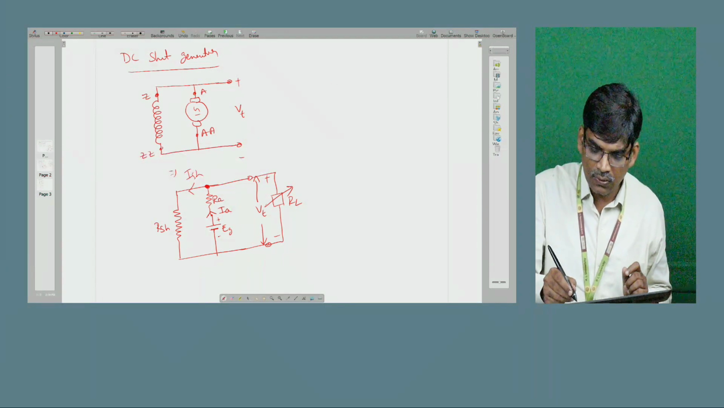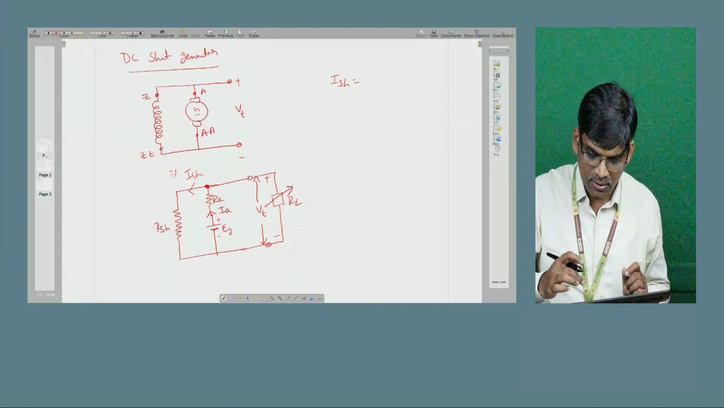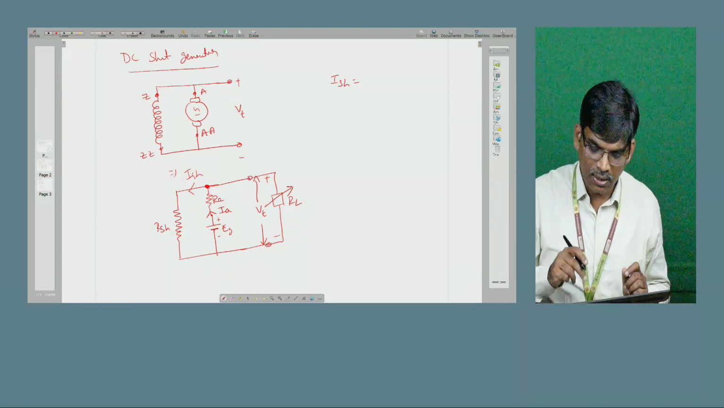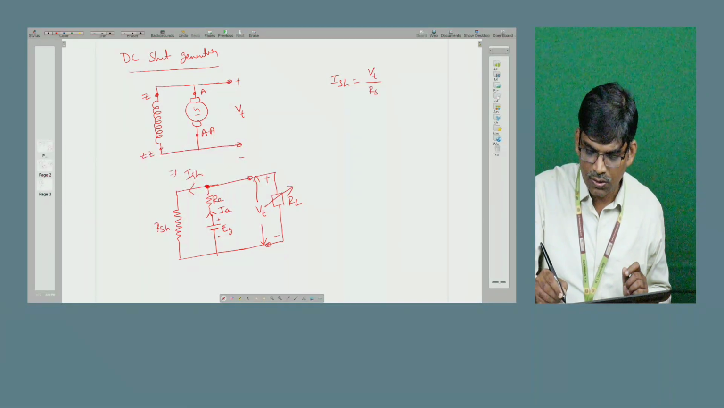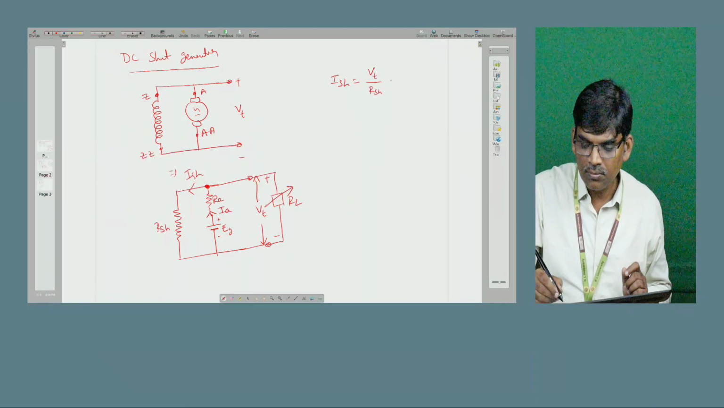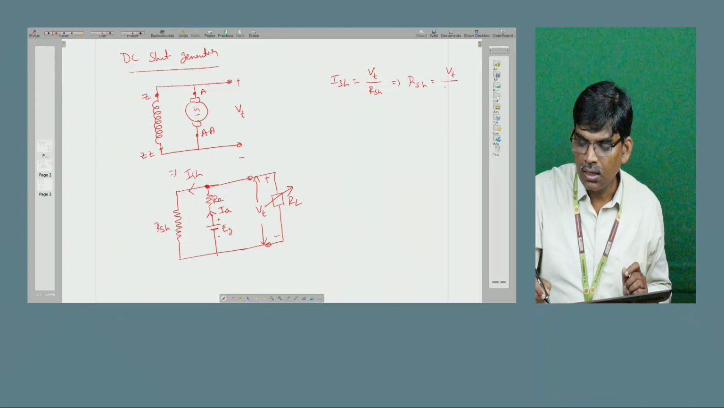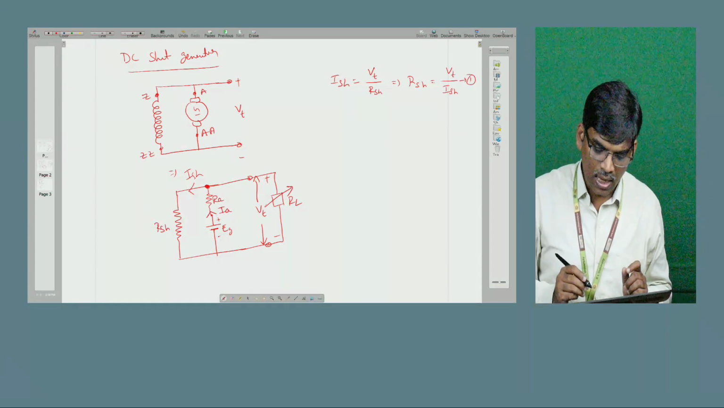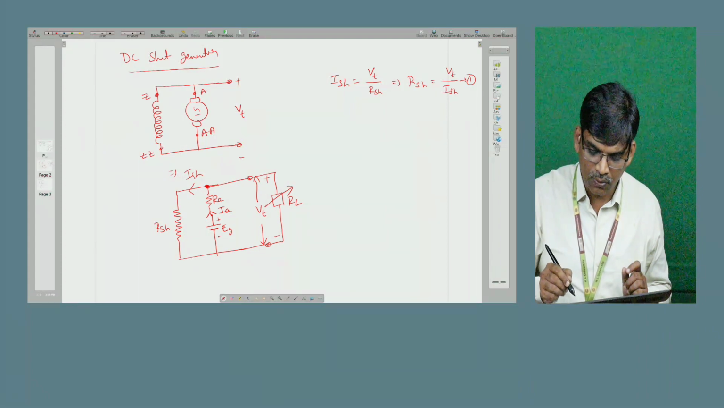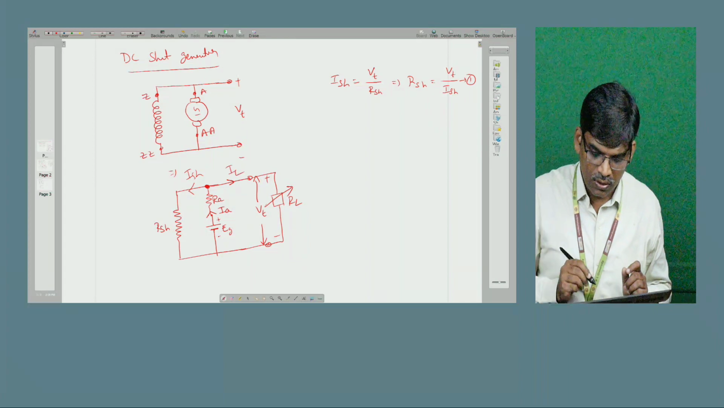Here, how can you calculate ISH? Across the shunt field resistance, the available voltage is the terminal voltage. So VT divided by RSH gives us ISH. Suppose you know the ISH value and VT, then we generally calculate the RSH value. This is equation 1. And the load resistance also draws a current, called IL.